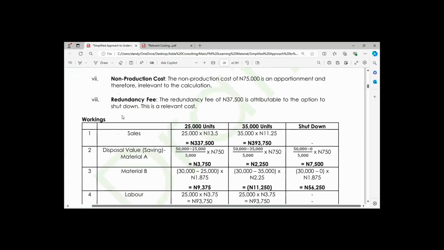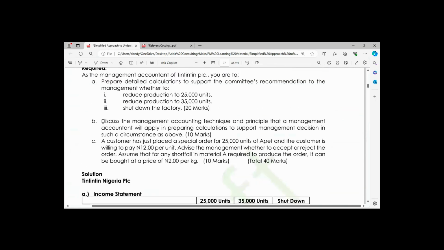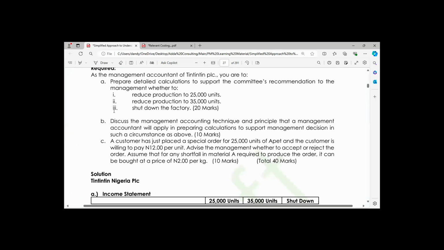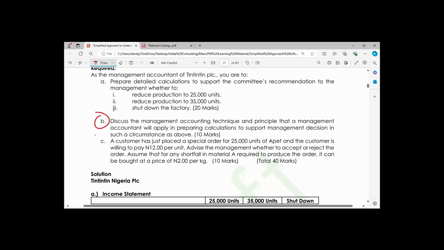So finally, in this question, we also have requirements B and C. In requirement B of the question, the examiner is asking you to discuss, let me just read. In this requirement B, you are asked to discuss the management accounting technique and principle that a management accountant will apply in preparing calculations to support management decision in such a circumstance as above, an additional 10 bonus marks in this question.